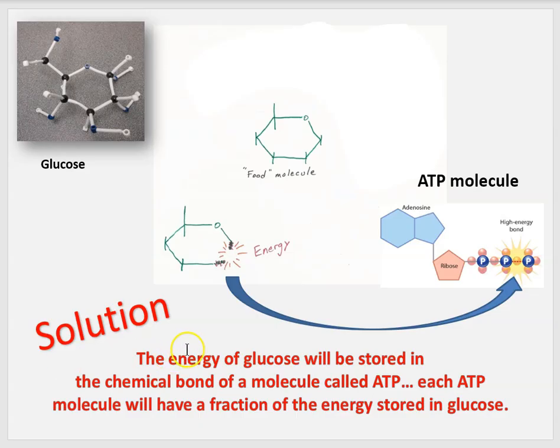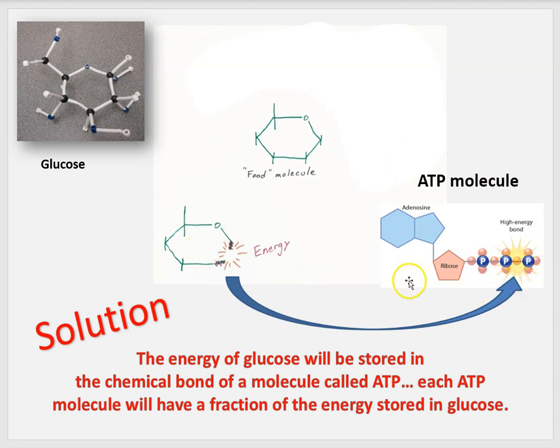So the solution to the problem then is that the energy of glucose is going to be stored in another chemical bond of another molecule called ATP. And each ATP molecule then will have a fraction of the energy stored in glucose. ATP is adenosine triphosphate. Adenosine, that's the part of the molecule shown here in blue. Ribose is a sugar unit, and here we have 3 phosphate groups. It's the chemical bond between these last 2 phosphate groups that is the energy that will be repackaged from glucose to that chemical bond right there.